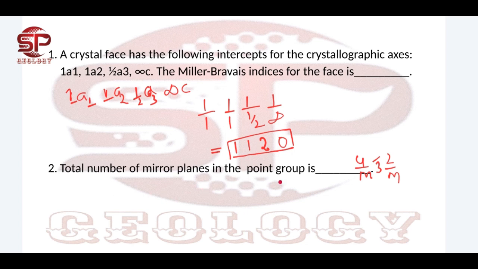The total number of mirror planes in the point group given by 4 by m, 3 by 2 by m. So I have to find out the total number of mirror planes present here. This is the hexoctahedral class, belonging to the isometric system. You just write down 3, 4, 6 above it. So here we have 3 axial mirror planes and 6 diagonal mirror planes. In total we will find 9 mirror planes. So the answer will be 9.